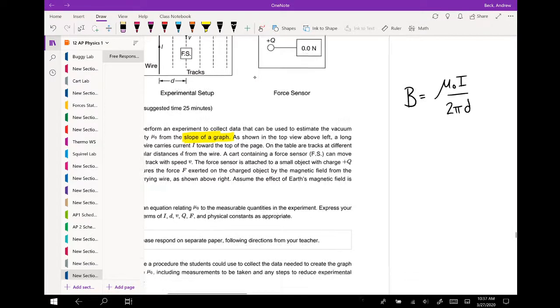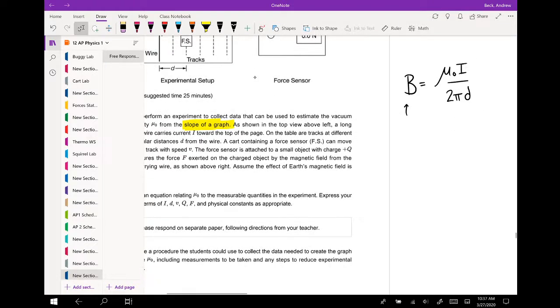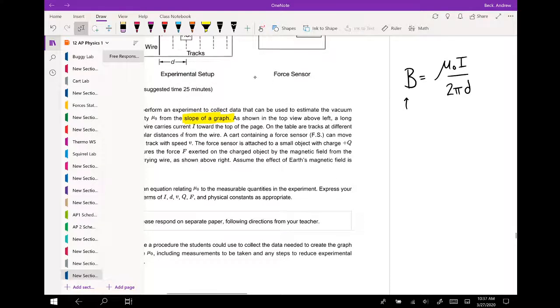Okay, so now I'm looking at this, and I can solve for mu naught if I wanted to. But I'm not allowed to use B, so I have to do something. I'm allowed to use I, and 2 and pi are fine, and d is fine. But I'm not allowed to use B. So I have to think about what I can do to get rid of this B. And if I'm seeing this, oh, well, I can use v and q, and I'm measuring the F. Do I have an equation that has F, v, q, and B in it?